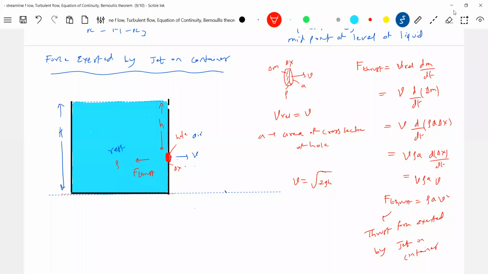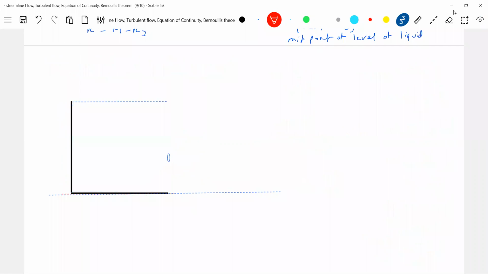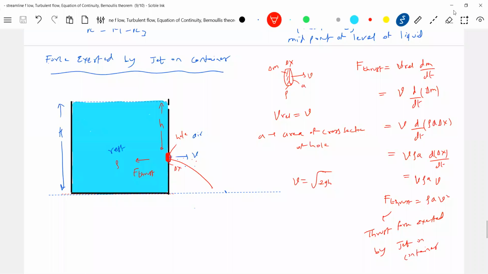Before opening the hole, what was this layer? This layer was at rest. The moment you open the hole, the liquid will emerge with a speed. The emerging liquid will acquire momentum. It was at rest, then it acquired momentum. So definitely there should be a force. So Newton's laws of motion: action and reaction, equal and opposite. Therefore the emerging liquid will exert a force on the container and that will act backward, opposite to velocity. Why should the thrust force be opposite?